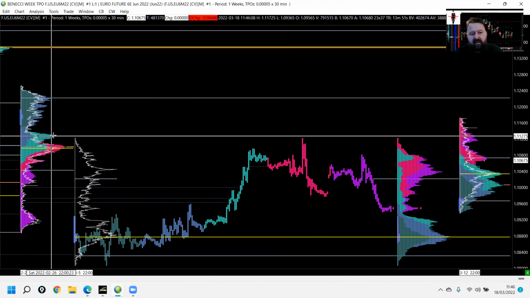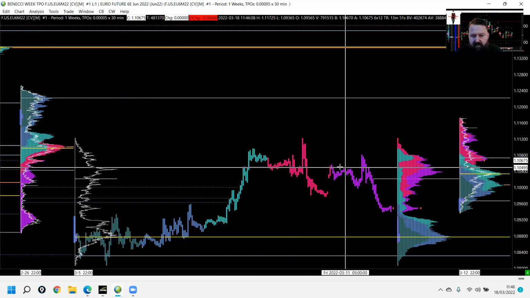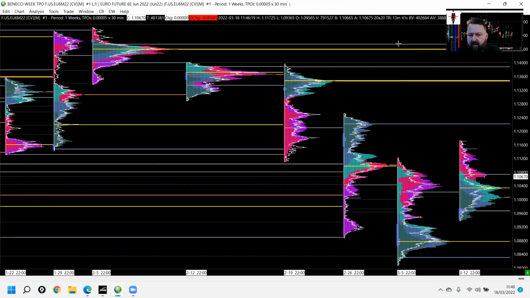So anyway, you can see on this one, we got a reversal from there, and we got a reversal from the POC as well. So let's just close this profile up. We'll do one more example and see what happened on the previous week.